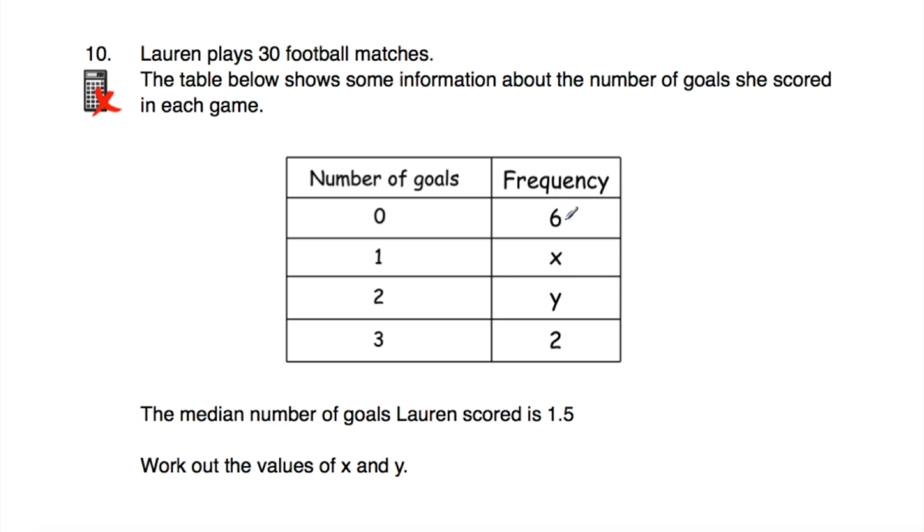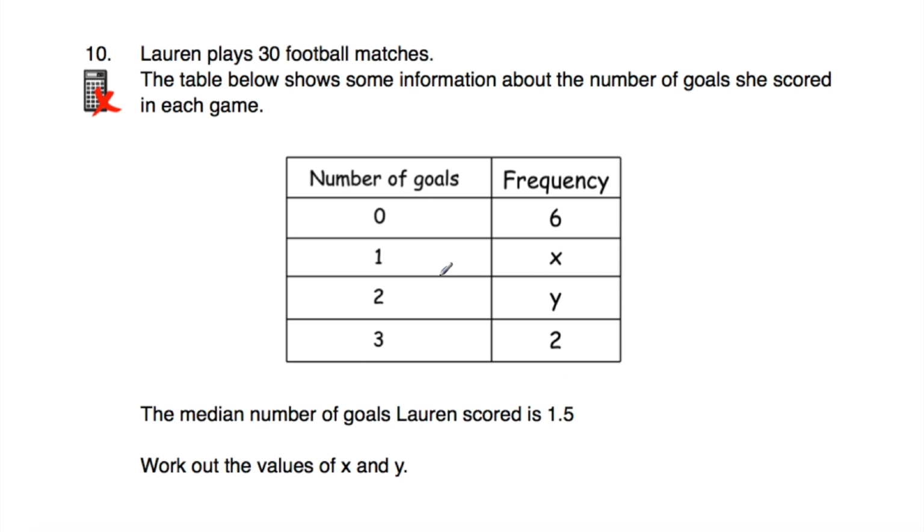So in 6 games, she scored no goals. In X games, we don't know how many, she scored 1 goal. In Y number of games, she scored 2 goals, and in 2 games, she scored 3 goals, or a hat-trick. And the question says the median number of goals that Lauren scored is 1.5. So the median is 1.5, and that's quite interesting.